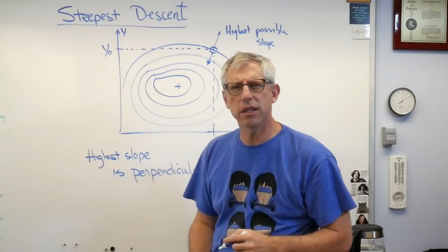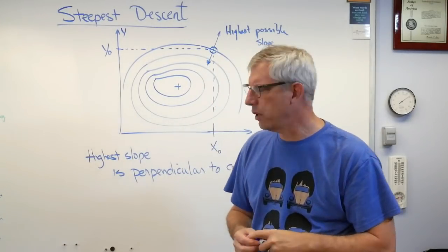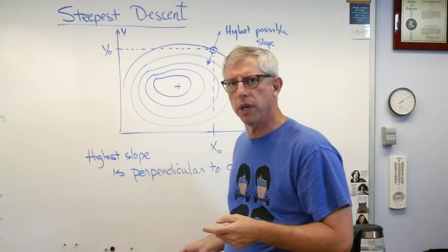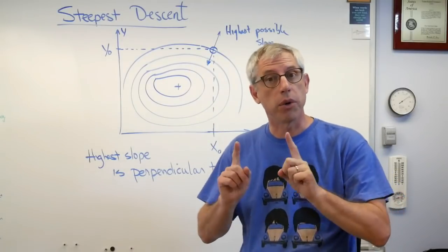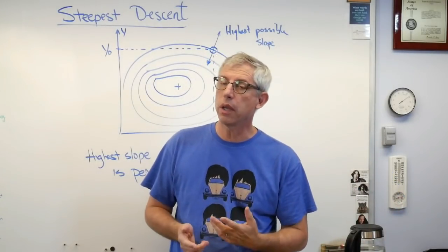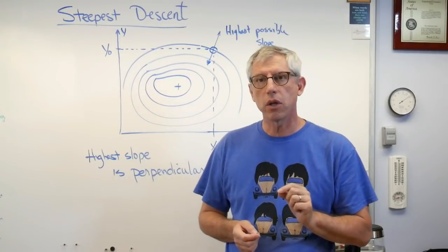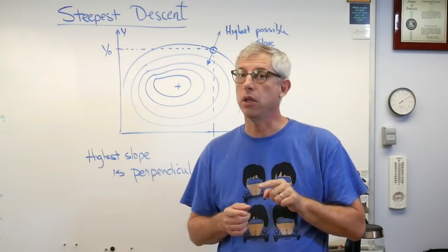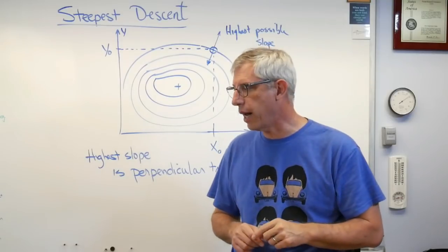Now, what do you mean highest and lowest slope? When you're looking at a curve, you find a point and there's only one slope, right? Yes, but only when you're looking at a curve. When you're looking at a surface, to find the slope, you need not only a location, you need a direction. There's two things you've got to have.